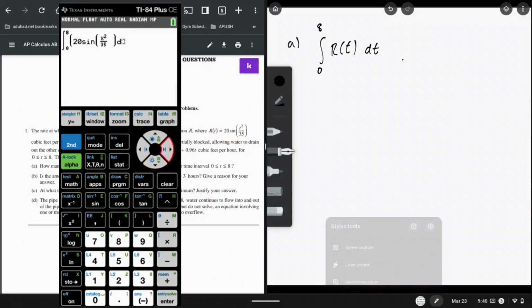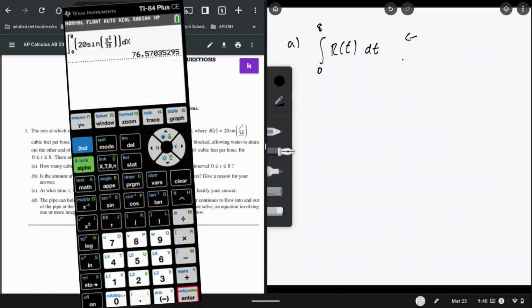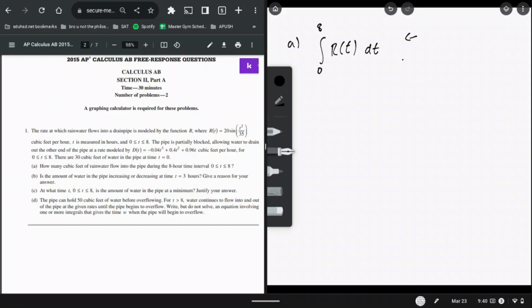And the reason why you don't have to write it when you're showing your work on the AP test is because readers know that R of t already is 20 sine of t squared over 35. So this is a great way to save time, especially if you have long functions, and you don't need to write everything out like D of t.